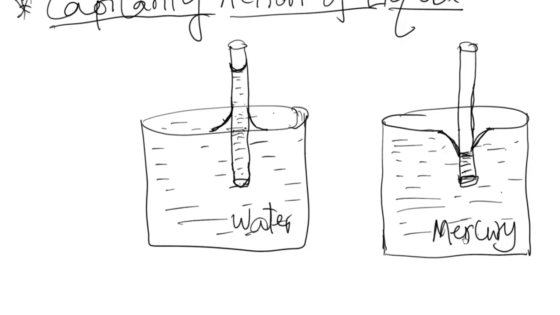The liquids which wet the glass tube, for example water, for them the free surface of liquid inside the tube rises above the free surface of liquid of the outside vessel. The liquids which do not wet the glass tube, in the case of mercury here, for them the free surface of the liquid inside the tube falls below the free surface of liquid of the outside vessel. The phenomenon of rise or fall of a liquid in the capillary tube is known as capillarity action.